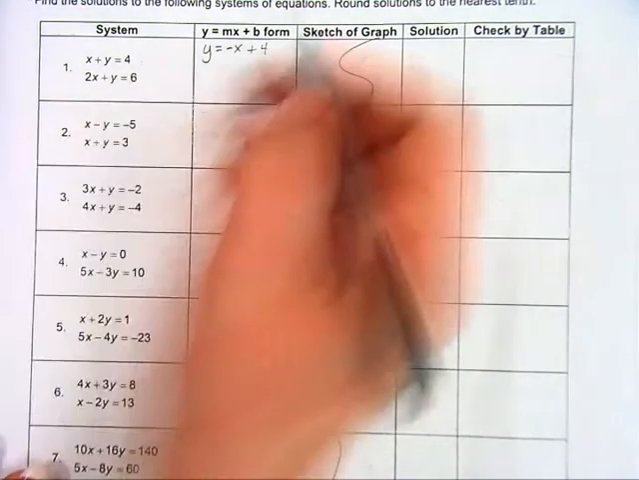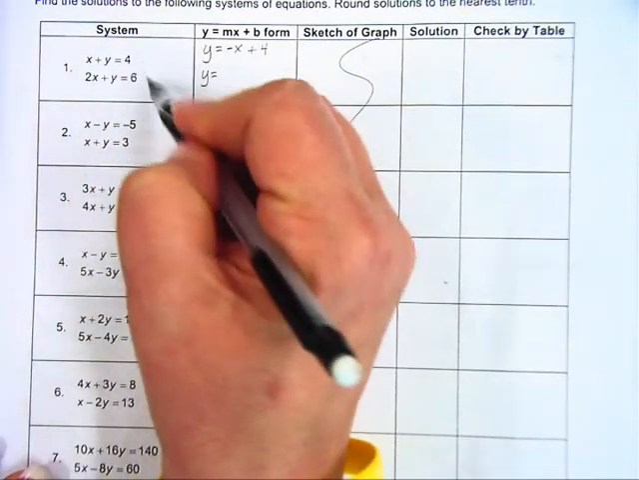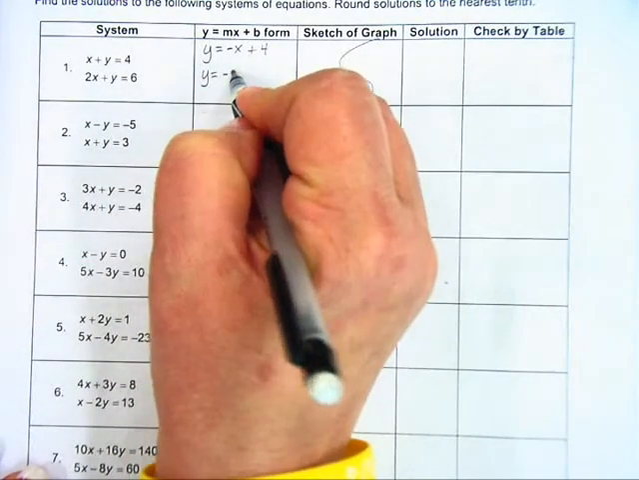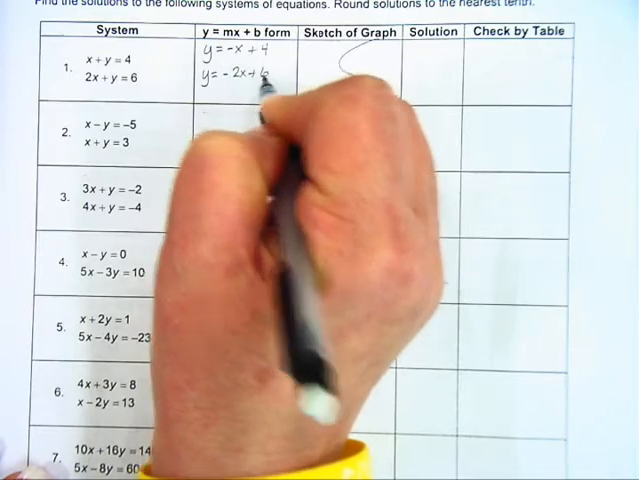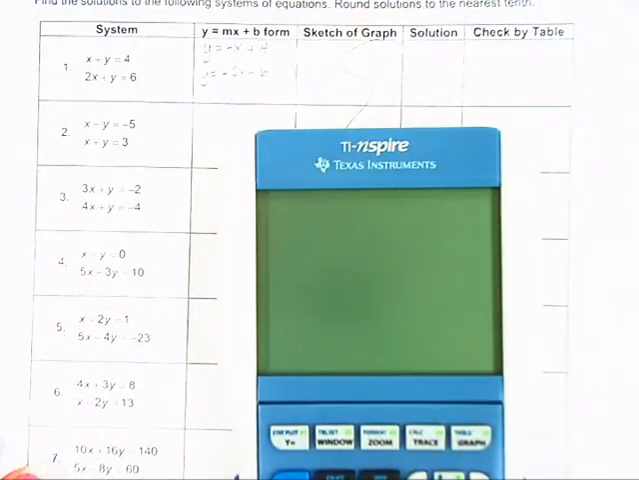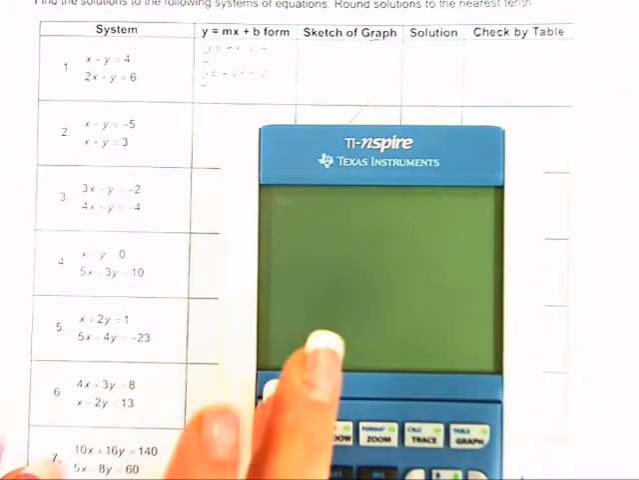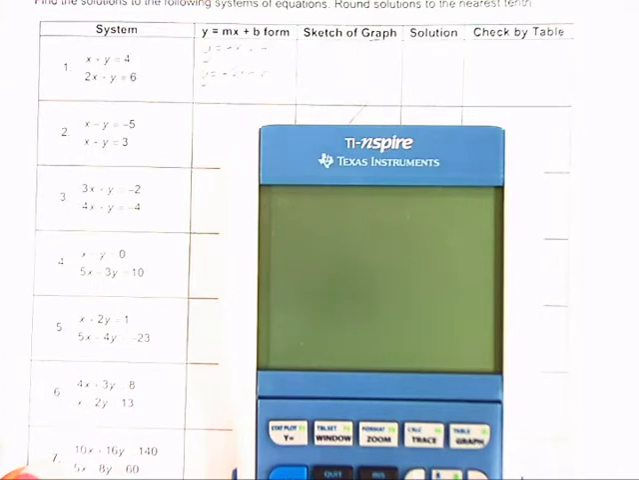Okay, what about the next one? We have y equals, and then I need to get my 2x term over the equal sign, so it is minus 2x plus 6. Okay, you're now ready to use your calculator, so get it close. Plus or minus? Plus 6. It's already on that side of the equation.